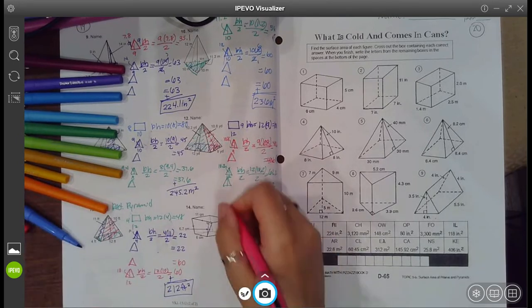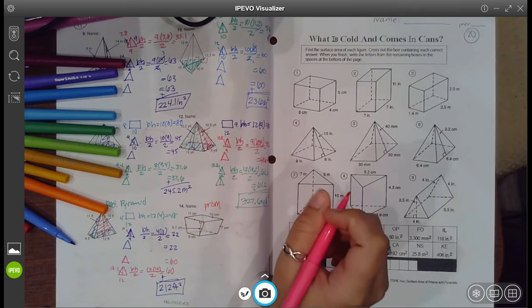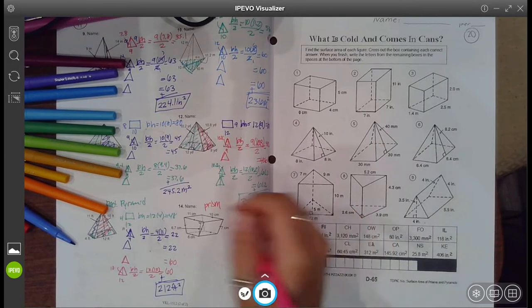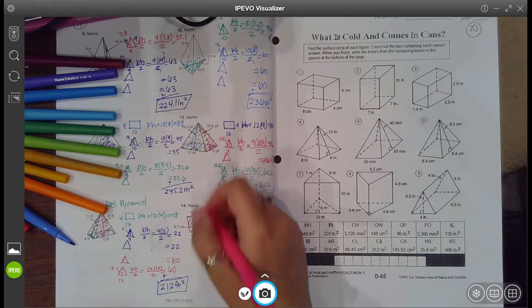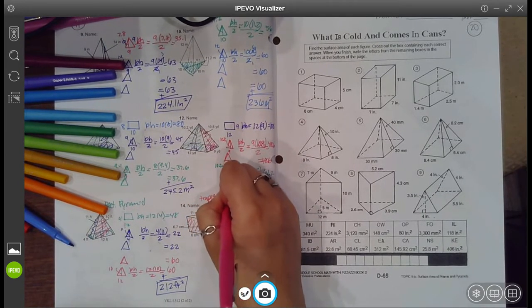It's a prism because it doesn't come to a singular point at the top. What's the base shape? Remember, rectangular sides make up a prism. So what's the only shape that's not a rectangle? It's right here. And what is that? That's a trapezoid. So a trapezoidal prism.